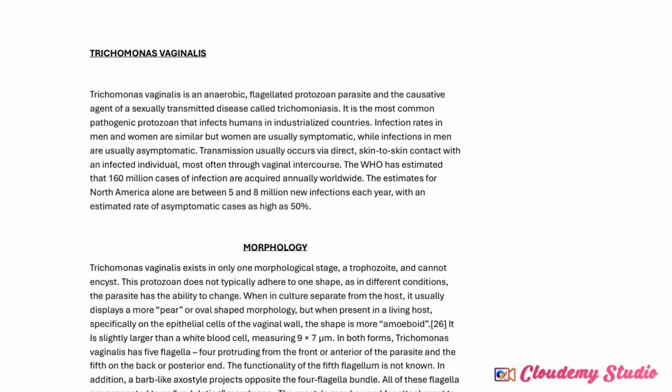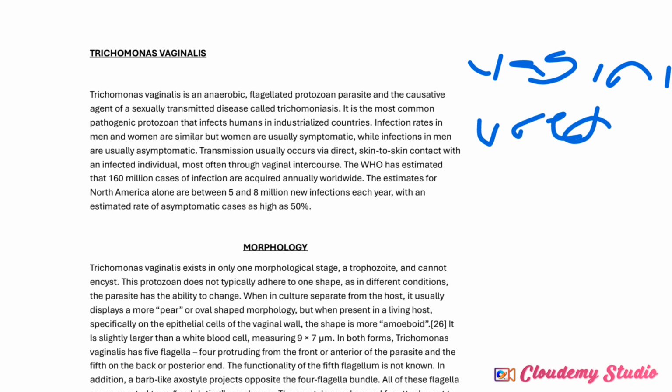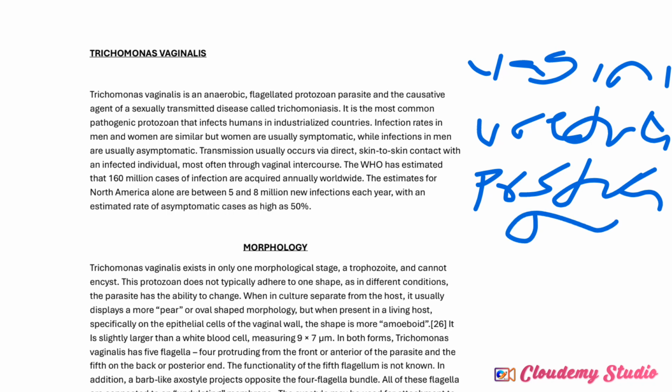So I can actually say they are found in the vagina in females, while in males they can be found in the urethra, in the prostate, and in the seminal vesicle, as well as other urogenital parts of men. Transmission occurs via direct skin-to-skin contact with an infected individual, right?